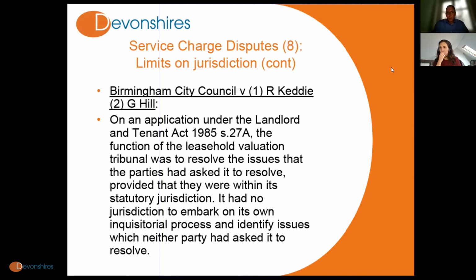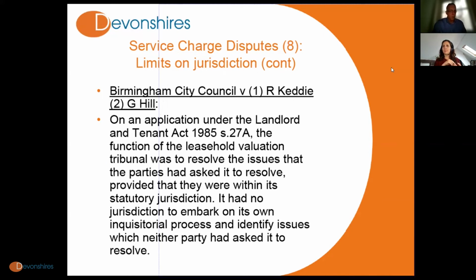And then one of the really useful cases, particularly used in conjunction with case management powers, which Zoe's going to talk about in a bit more detail, is the case of Birmingham City Council and Keddy. Before the Keddy case, it was quite common for the First-tier Tribunal to take quite an in-depth analysis of particularly leaseholders' claims, and really look into issues that possibly the leaseholder hadn't even raised.